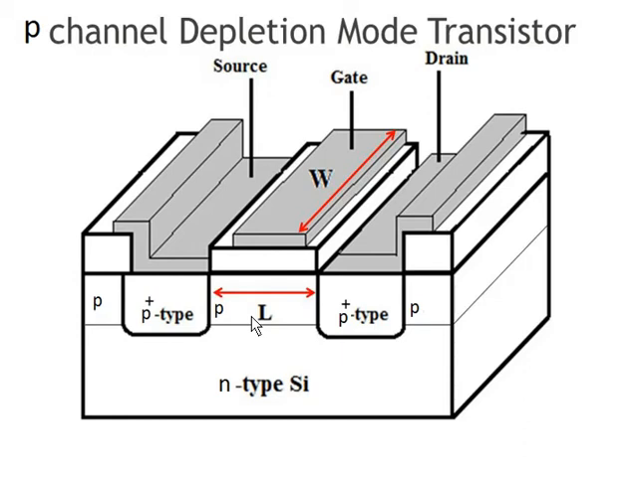Otherwise we can say that there should be a channel at the fabrication time itself. Here we can see that for a p-channel depletion mode transistor the channel is p-type material. So we are taking an n-type substrate. Above that we are placing an SiO2 layer, in which we are diffusing p plus material. Then we are taking metal connections for drain, gate and source, and the channel is made up of this p-type material.